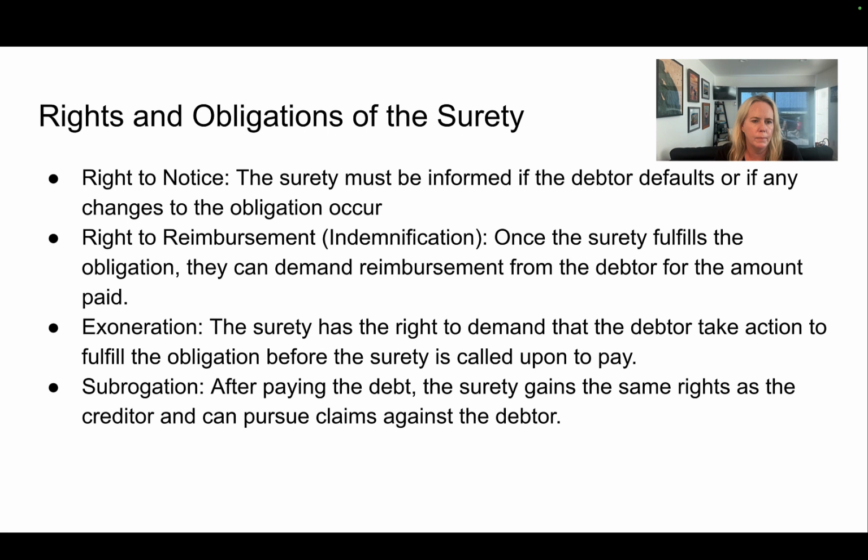What are the rights and obligations of the surety? The surety has to be informed if the debtor defaults, or if any changes in the obligation occur, so that they know to step in. The surety has a right to reimbursement, so they have the right to demand reimbursement from the debtor. The surety has a right to demand that the debtor take action to fulfill the obligation before the surety is called upon to pay. And after paying the debt, the surety gains the same rights as the creditor and can pursue claims against the debtor. So the surety can go and get their money back.